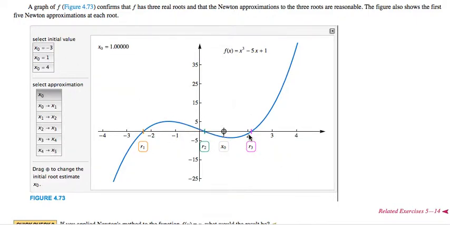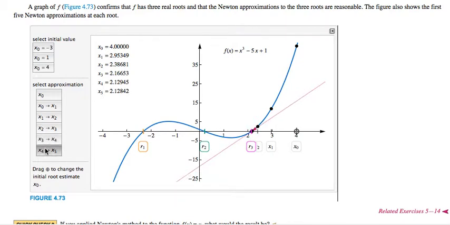For root 3, we know that the value is just north of 2 by looking at this graph, but we chose an initial estimate of 4. Our first estimate gets us just under 3. Our second estimate takes us much closer to close to 2.4. Our third estimate looks very close to our actual root. And our fourth and fifth estimates get us even closer.